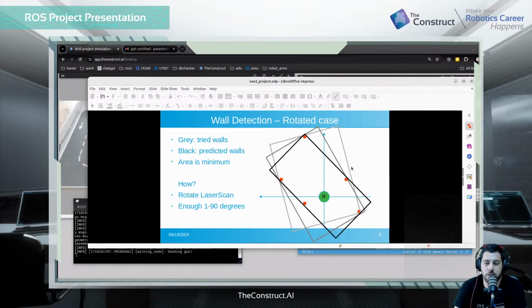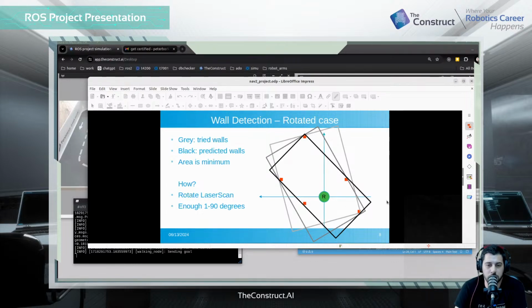So let's say I am rotating the frame a bit. This was the first guess for the walls. I counted the area of the rectangle. Then I rotated a bit again. This is the second guess for the room, and this is the third guess for the room. The real room is where this area is the minimum. So in that case, I know the room was rotated also.